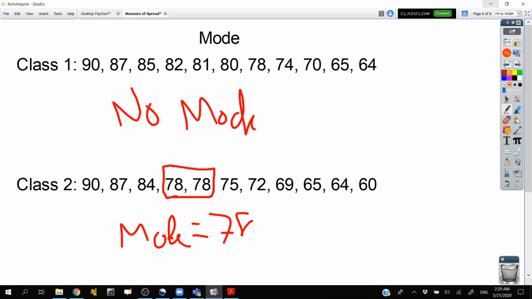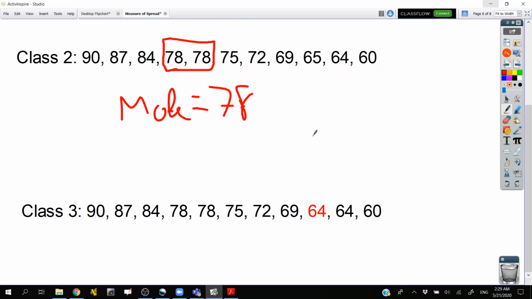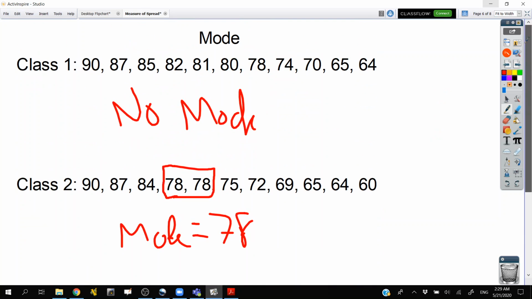I wanted to make a point that there's another possibility. I've just changed this 65 to a 64. So when I look through, I have 2 of those and 2 of those. In that case, we also have no mode. So exactly one last thing we need to talk about. Those were our 3 measures of center, and you'll have to use them today.